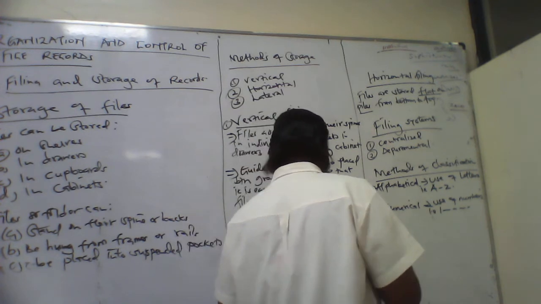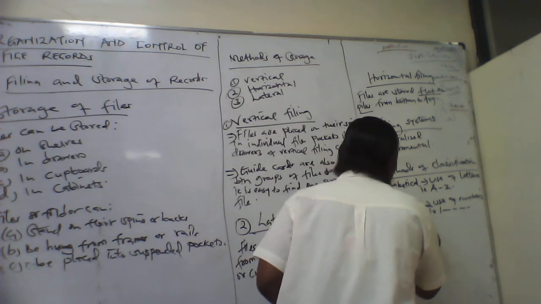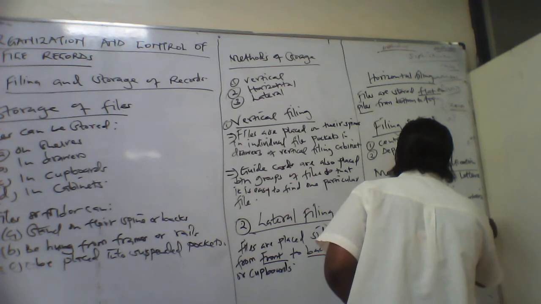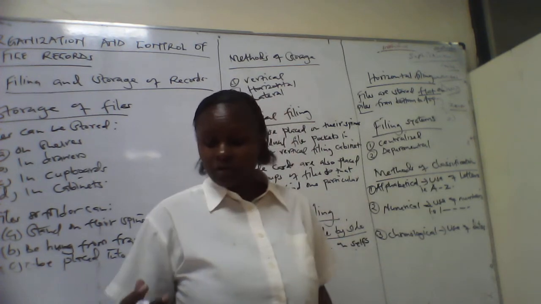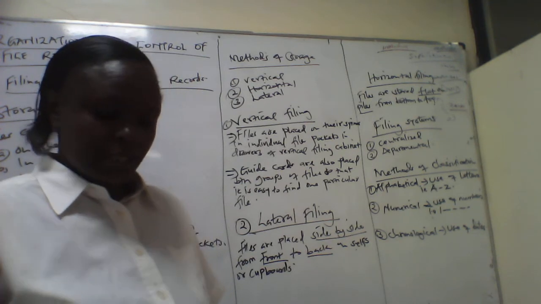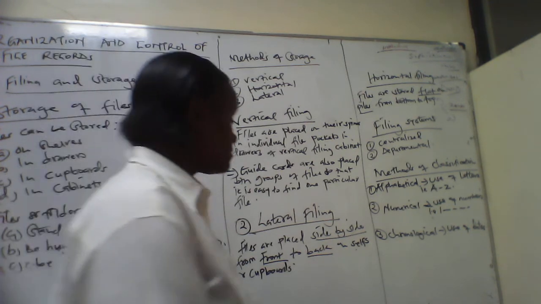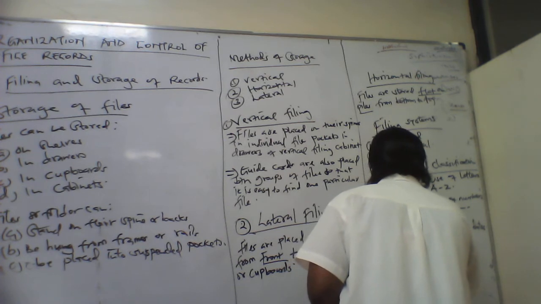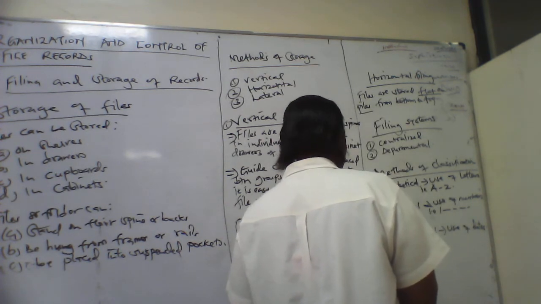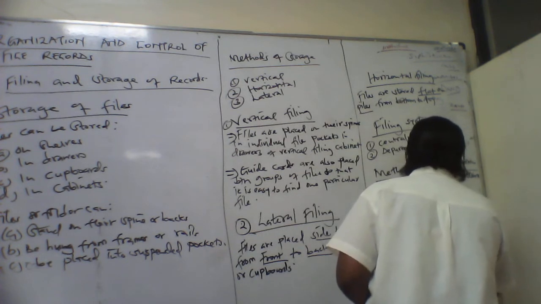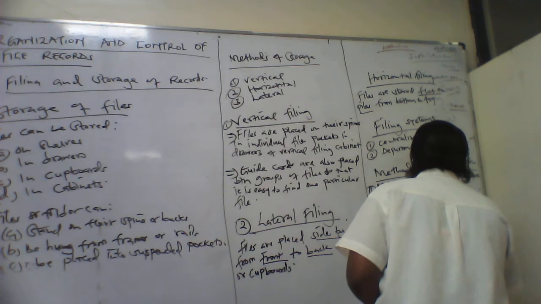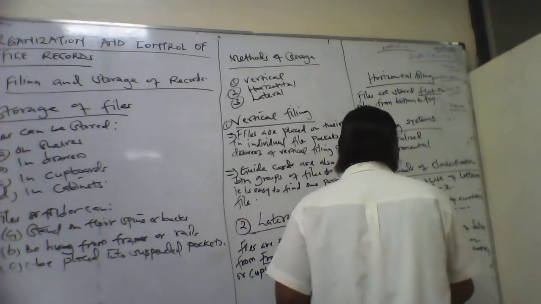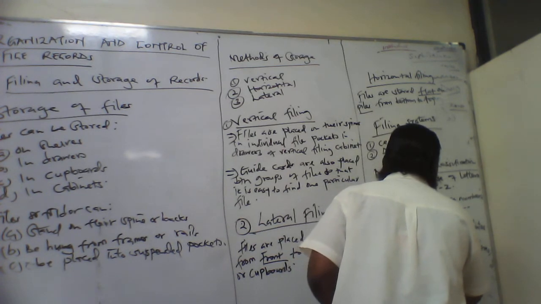Then we have chronological. Chronological is the use of dates. You find the documents according to the date when you received the document. That is chronological. Then we have geographical. Geographical is based on the areas. It can be counties, it can be towns. It is according to the geographical area.